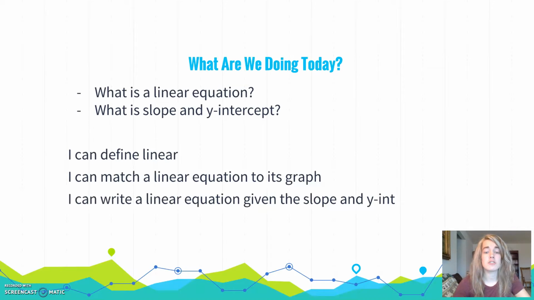You should be able to match a linear equation to its graph. So if I give you both, can you pair them off? You should be able to write a linear equation given the slope and the y-intercept.